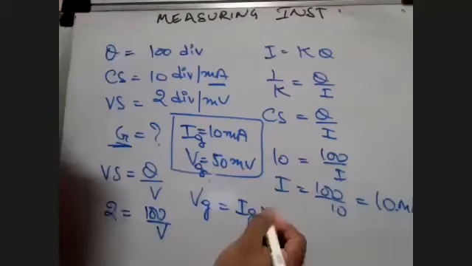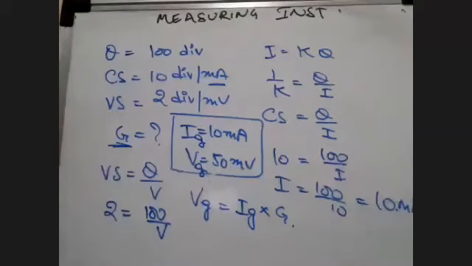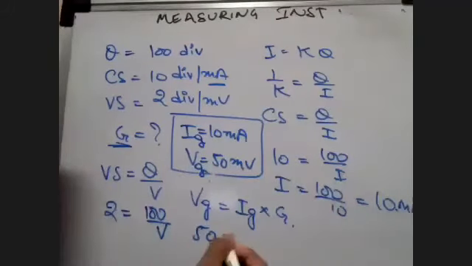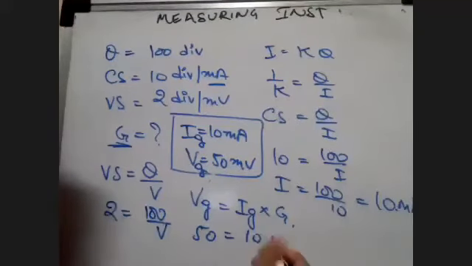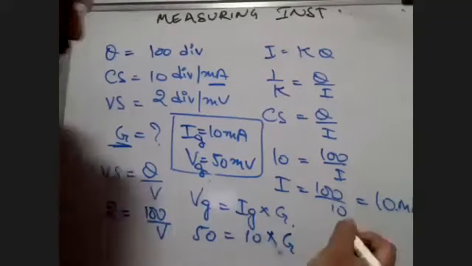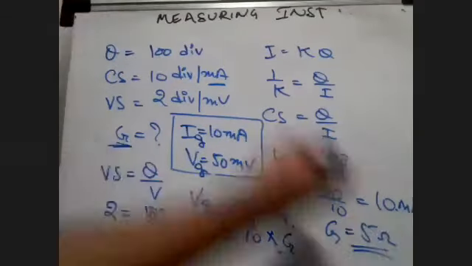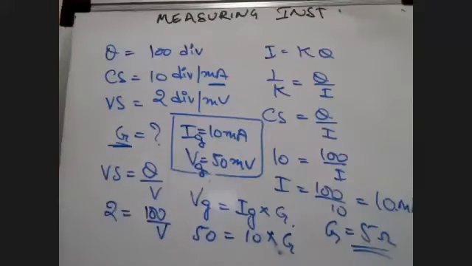V is equal to IG into G, you can write R also, no problem. It's on you, provided you get the right answer. So VG is basically equal to 50 millivolts equal to 10 milliamperes into G. So that is going to give you how much? G will be simply 5 ohms. Yes or no? Everyone got the answer? Yes, sir.